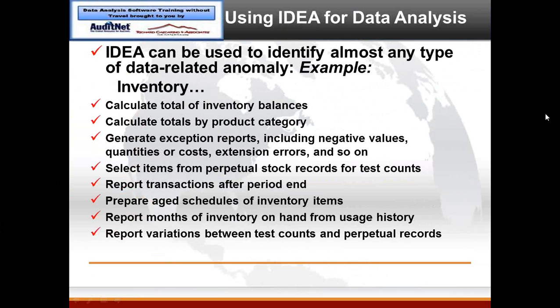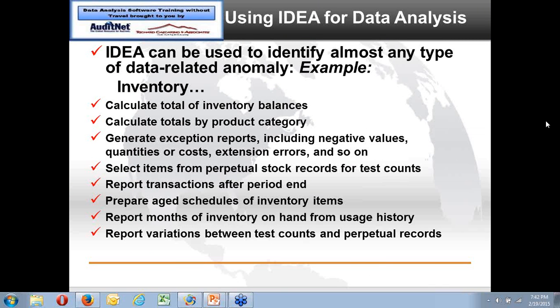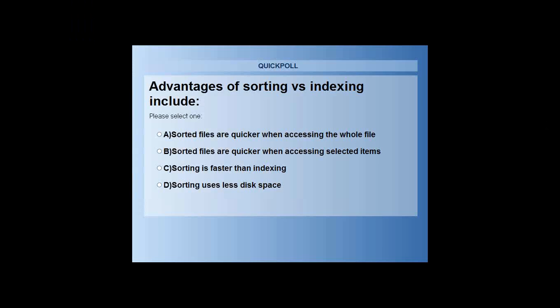And that brings us to polling question number 4. Polling question number 4 is looking back at our sorting and indexing. Advantages of sorting versus indexing include, okay, this is why sorting can be better than indexing. Not always, but why? Sorted files are quicker when accessing the whole file. Sorted files are quicker when accessing selected items. Sorting is faster than indexing. Sorting uses less disk space. Please vote now.